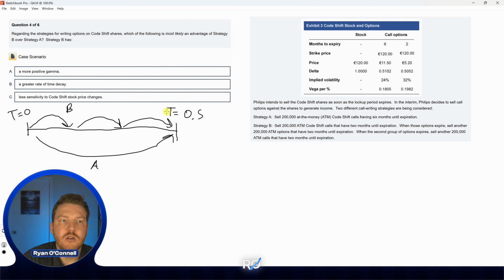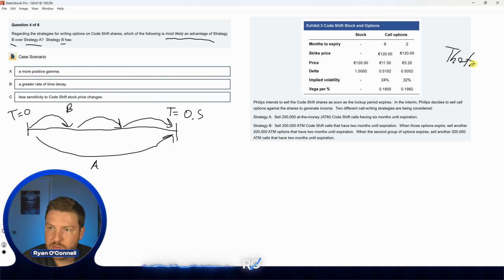So regarding the strategies for the options, which of the following is most likely an advantage of strategy B over strategy A? A more positive gamma is one option, a greater rate of time decay is the next, and less sensitivity to Code Shift stock price changes. So there's something that's sort of interesting about how all these options work with time decay. This is going to get into the Greek known as Theta, right?